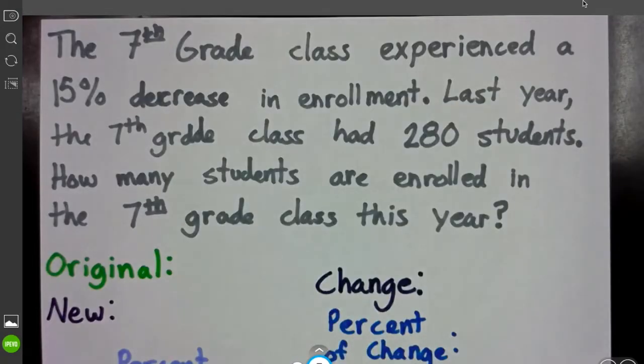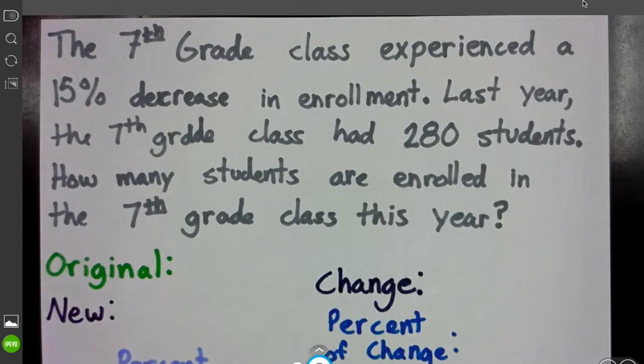All right, so let's look at another example. This one's going to be a little bit different than the one we just did. Okay, so the 7th grade class experienced a 15% decrease in enrollment. Right there, you see right off the bat, you're like, whoa, Mr. Tedder, what is going on? They gave me the answer already. Well, yeah, they kind of gave you the percent of change already, but we're going to have to find something else. Let's keep diving into this.